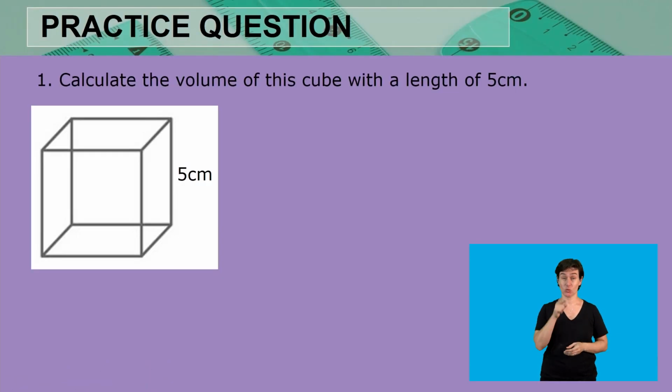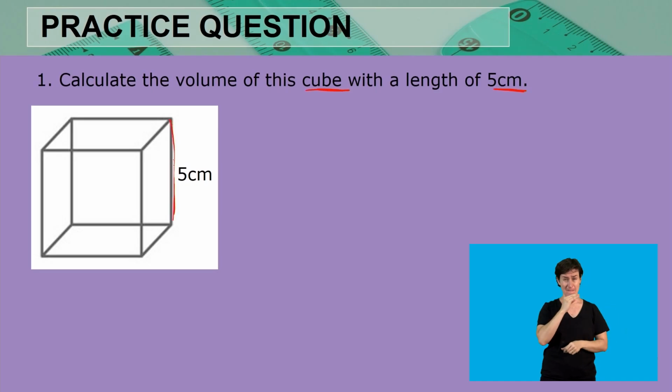The first one says, calculate the volume of this cube with a length of 5 centimeters. So remember, a cube has all the surfaces as squares, and in a square, all the lengths are equal, which means if we have been given one length of 5 centimeters, that also means the height is 5 centimeters, the length is 5 centimeters, and the breadth is 5 centimeters.